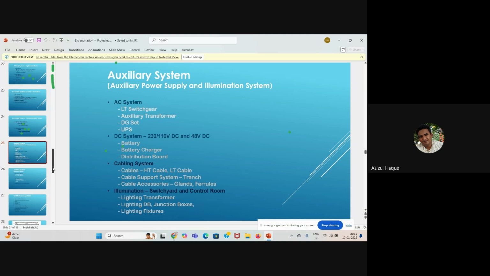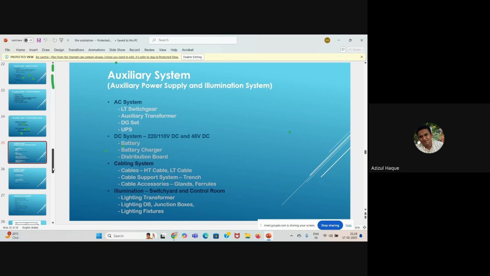It is HT cable and LT cable. LT cable means all small 415 volt supply is done through LT cable. Apart from that, we can use HT cable for 6.6 kV, 11 kV for charging the auxiliary transformer. So these are the cable system. Cables are run through cable trench, on cable trays placed in the cable trench. Then cable accessories. For connection of cables at the equipment, we need cable gland, termination, ferrules, etc.